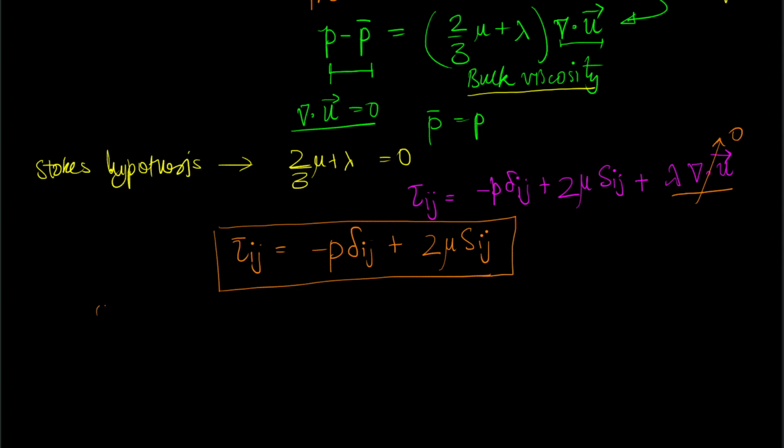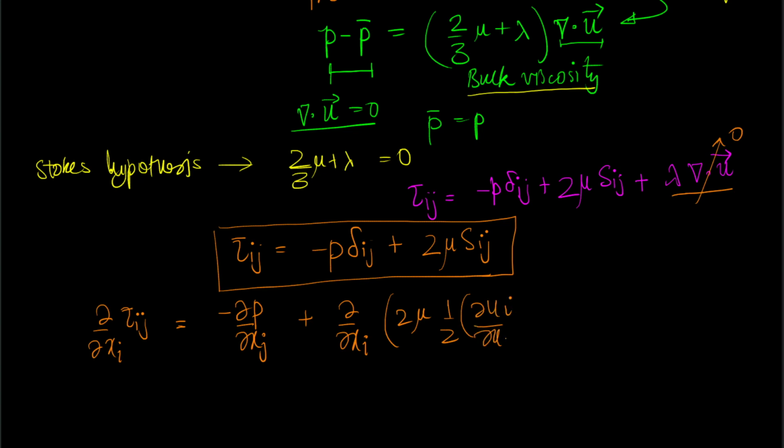Now when we take a divergence of this, essentially the right hand side of the Cauchy momentum equation, the first term will give minus del P del Xj, while the second term will give del Xi of 2 mu Sij. So Sij is half del Ui del Xj plus del Uj del Xi.